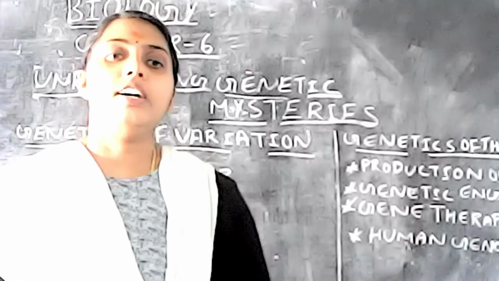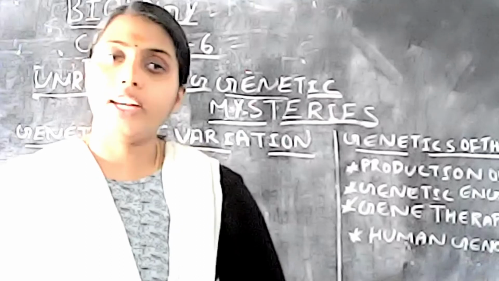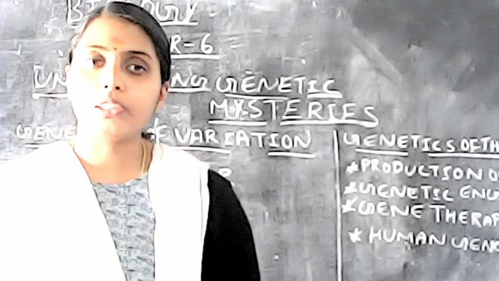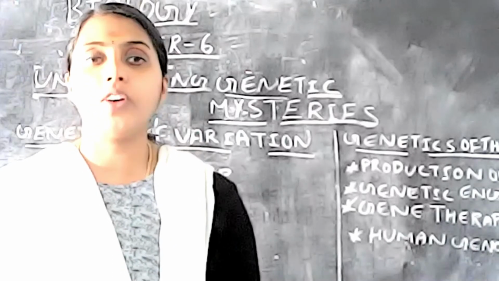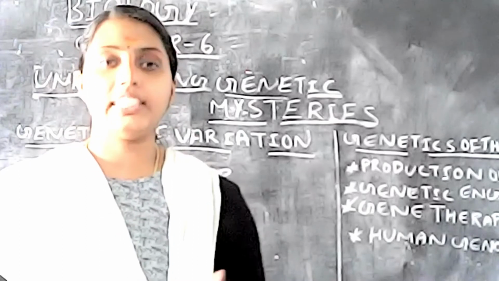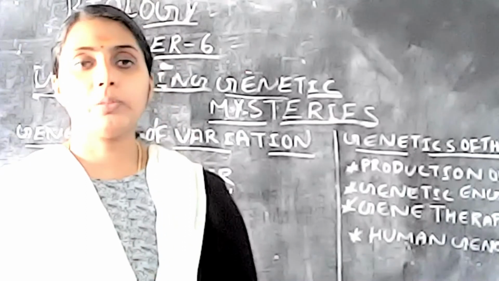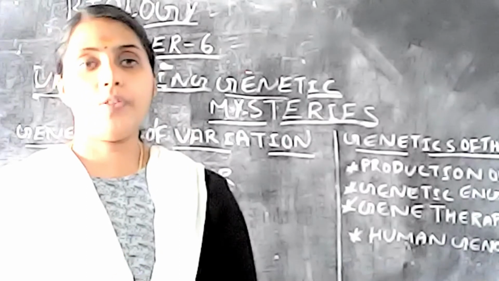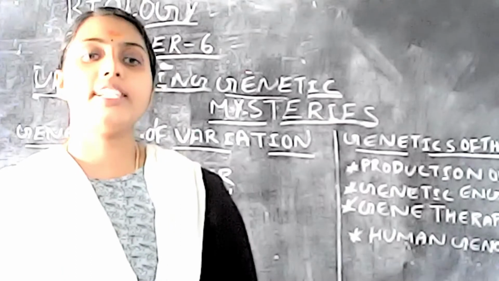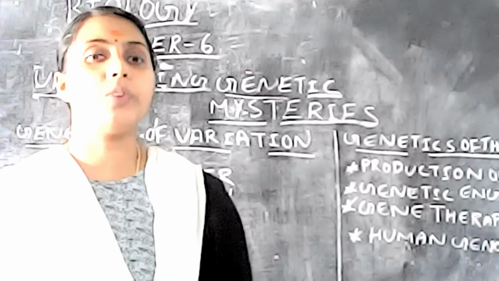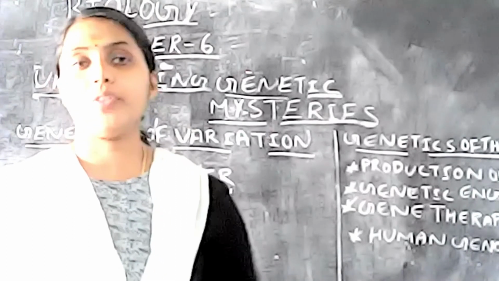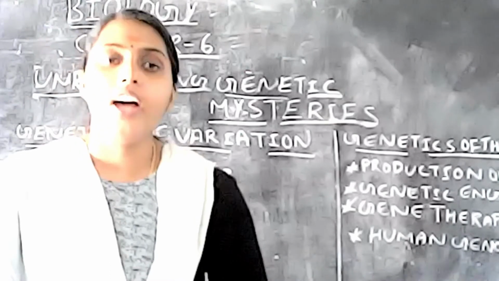So we were discussing the reasons for variation. Mutation we have already discussed, and crossing over also. In crossing over, during the initial phase of meiosis, chromosomes exchange their parts. When the chromosomes exchange their parts, the newly formed chromosome has a different genetic constitution, and that results in a new character and variation in the offspring.